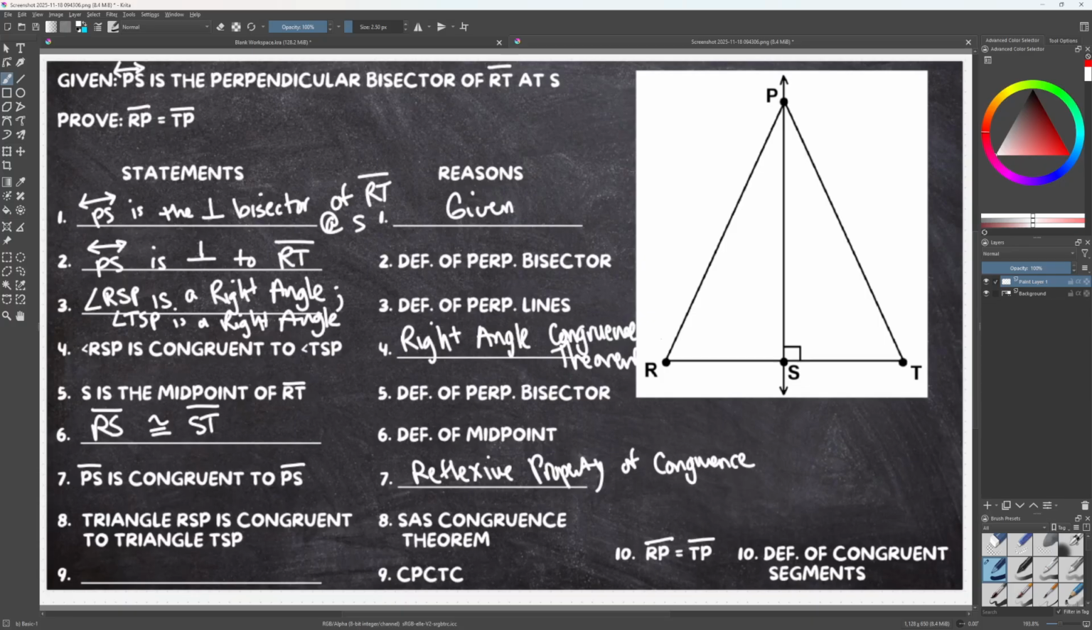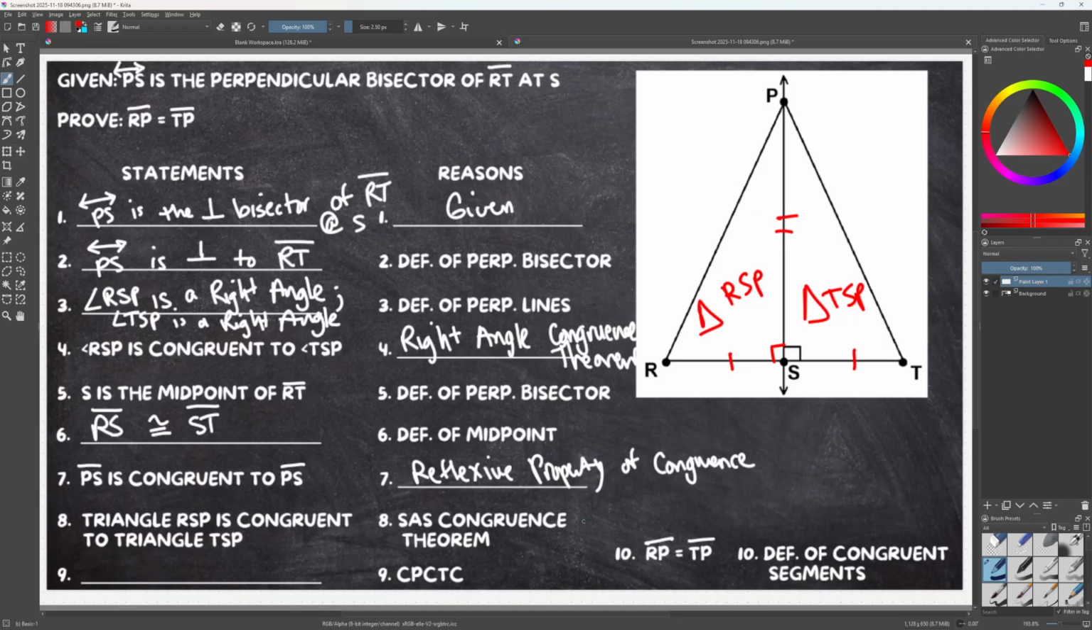And so now that we have that information, we can say that triangle RSP is going to be congruent to triangle TSP. And we're able to say that because of the side angle side congruence theorem. We just got done saying those two things are the same. And then they share side PS. And so since we have that, we know that that's going to be congruent. And then they have this included angle right there. So you could say side angle side congruence theorem.